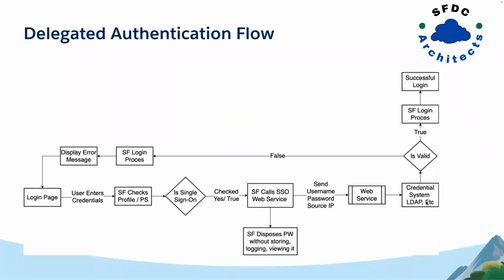The web service is going to take that information. It's going to go to the credential system to verify if the person is valid or not, maybe LDAP, Active Directory. It might be an on-premise implementation of something like Okta or Ping Federate, because those can function a little bit different. If it's valid, then it goes into Salesforce. You log into Salesforce, you're all set. If it's false, then you're going to go back into Salesforce. It's going to display an error and have the person start all over again. So that's the delegated authentication flow.